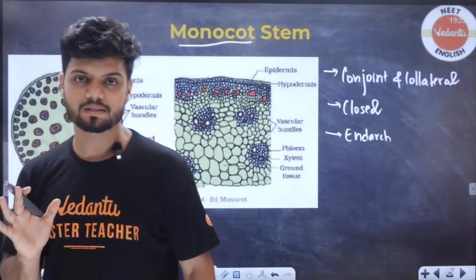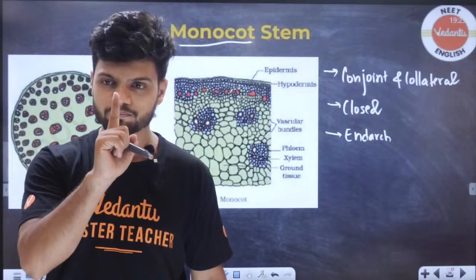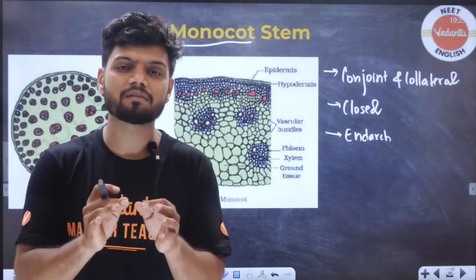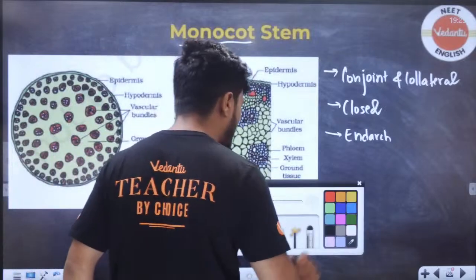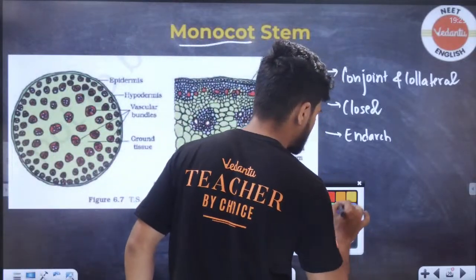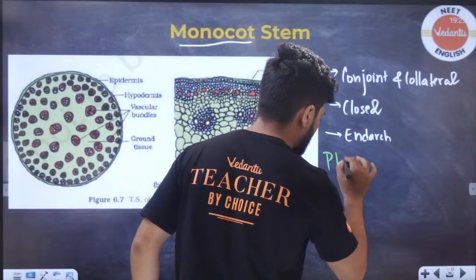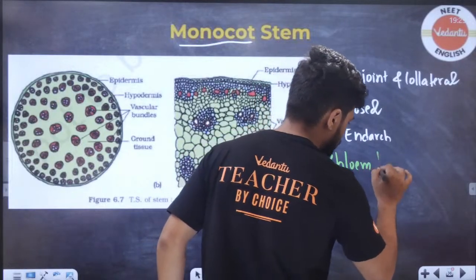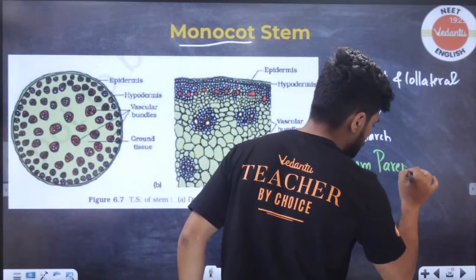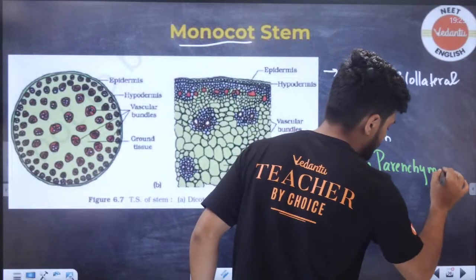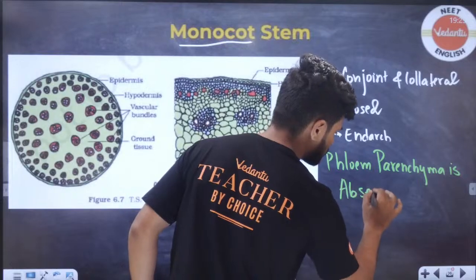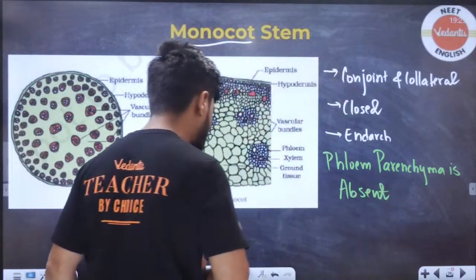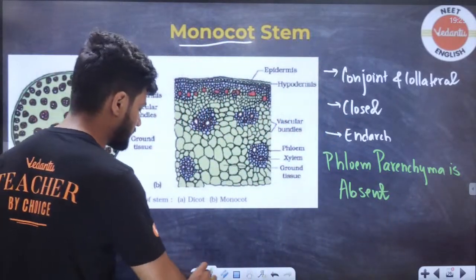Now, students, there is one point which I'll tell you right now, which has been asked many times as a PYQ. That is, phloem parenchyma is absent here. What is absent? Phloem parenchyma is absent. Phloem parenchyma is completely absent here.